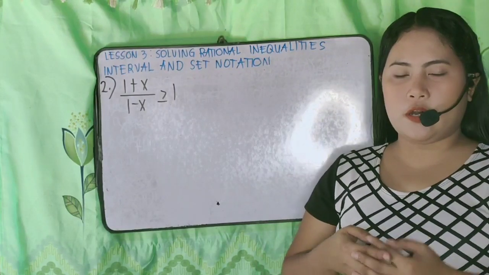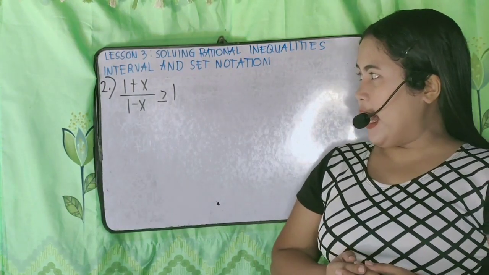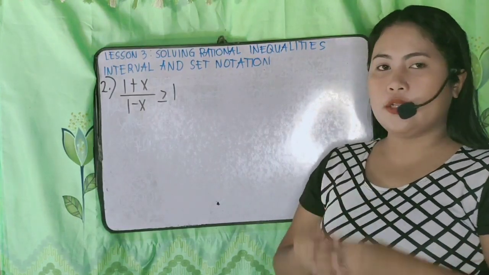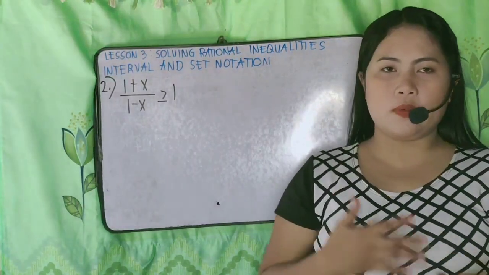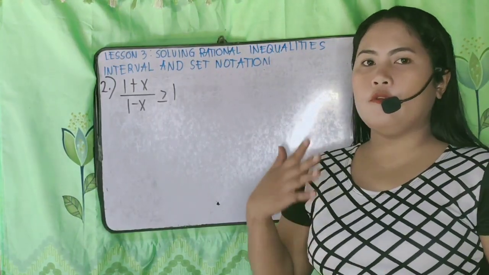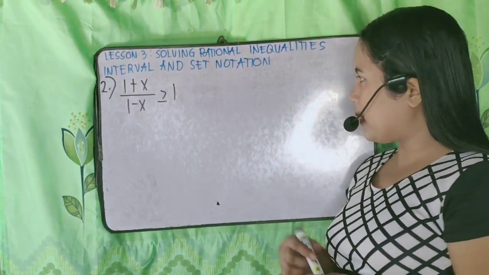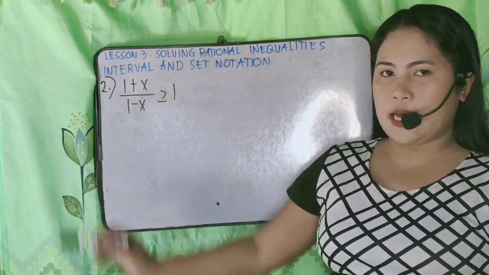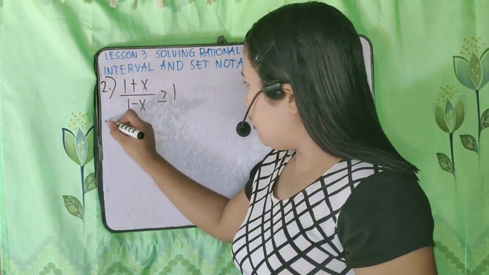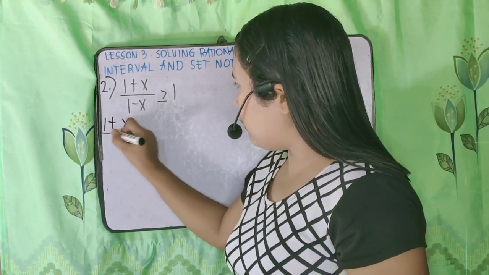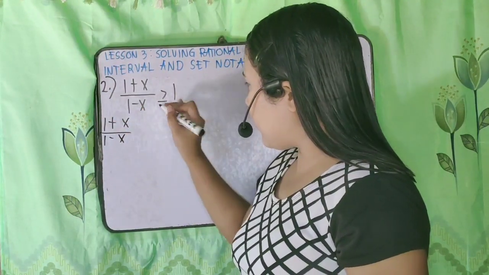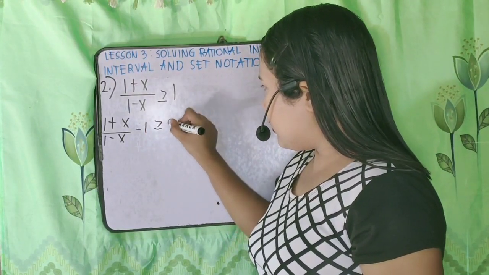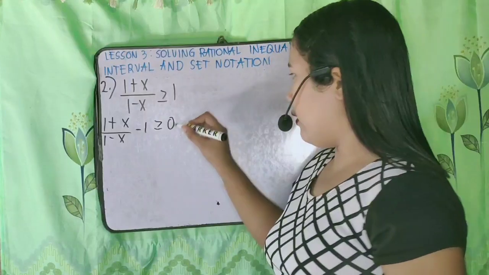Okay, so let's proceed to our example number 2. So, we have 1 plus x over 1 minus x greater than or equal to 1. Okay, so again, step number 1, we're going to move all the terms in one side. So, okay po, so as you can see dito, mayroon dito na 1. So, itatranspose lang natin siya sa left side. Okay, so magiging 1 plus x over 1 minus x. So, positive 1 magiging negative 1. Then, copy greater than or equal to 0. So, equate na po natin siya sa 0. Hindi na po siya 1.